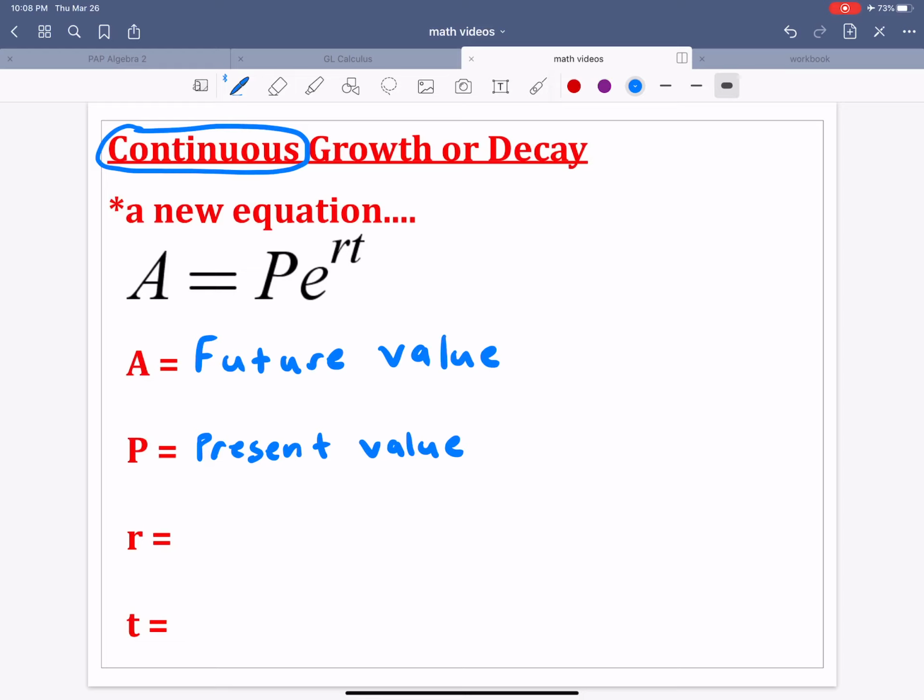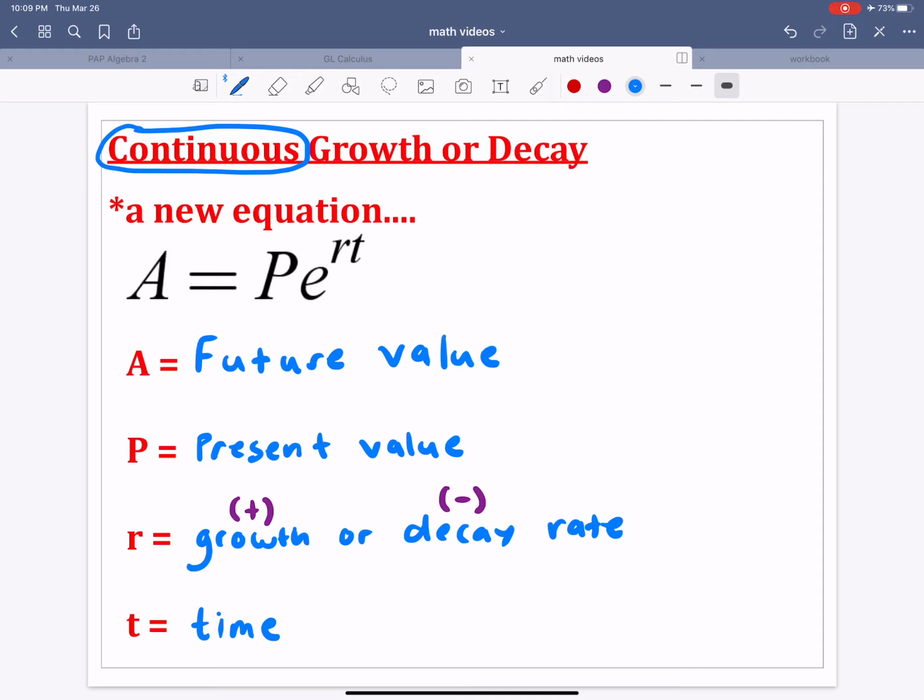Okay, R is the growth or decay rate. Depends on what the problem is, and it'll tell you in the problem. One note that I'm going to add here is if it's growth, the rate will be positive, and if the problem is decay, the rate will be negative. Again, you'll see that as we work through some problems. And T, you probably would have guessed, is just going to be our units of time.